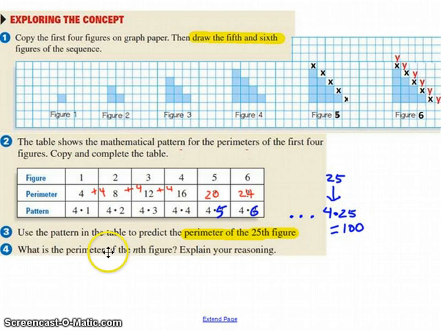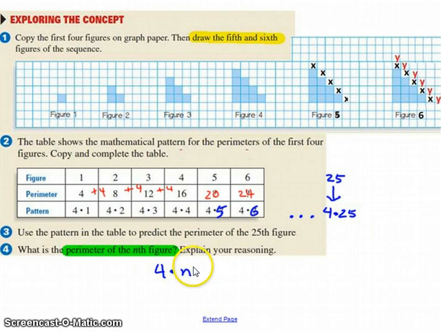So the final question that we were asked was, no matter what the perimeter of the figure is, so let's just plug in an n for any number that we want, what would be the perimeter? What would be the pattern? And that turned out to be 4 times n. And in this case, we just used n for how many stages we had.